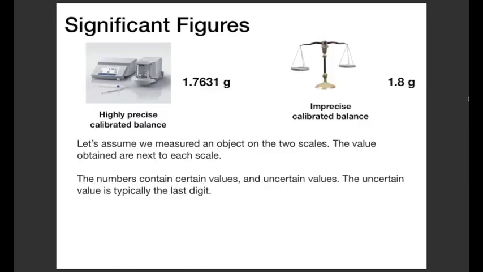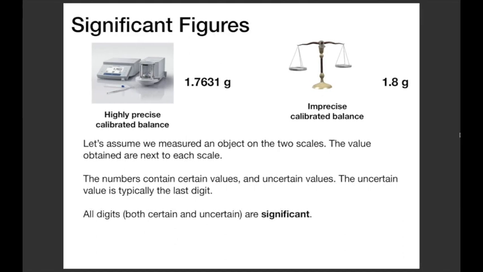In the previous video, we ended with these two balances and measurements. Each of these two measurements has both certain and uncertain values. For the high precision balance, we have 4 certain values and 1 uncertain value. The uncertain value is in the 10,000ths place. For the low precision balance, we have 1 certain and 1 uncertain value. The uncertain value is in the 10ths place.